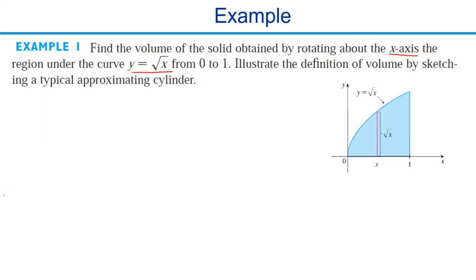In order to find the volume, we are going to rotate. It says find the volume of the solid obtained by rotating about the x-axis the region under the curve y is equal to root x. So this one is our root x, as you can see. This is a graph of root x, and from 0, this is 0, and this one is 1. Now upon rotating this region along the x-axis, it will come up like this.